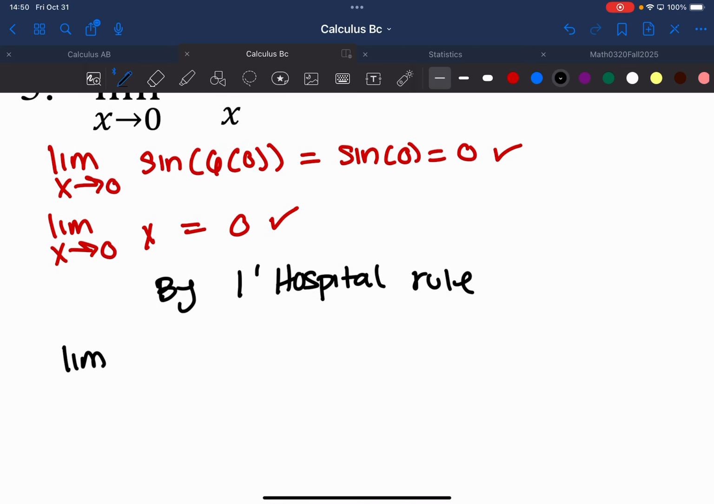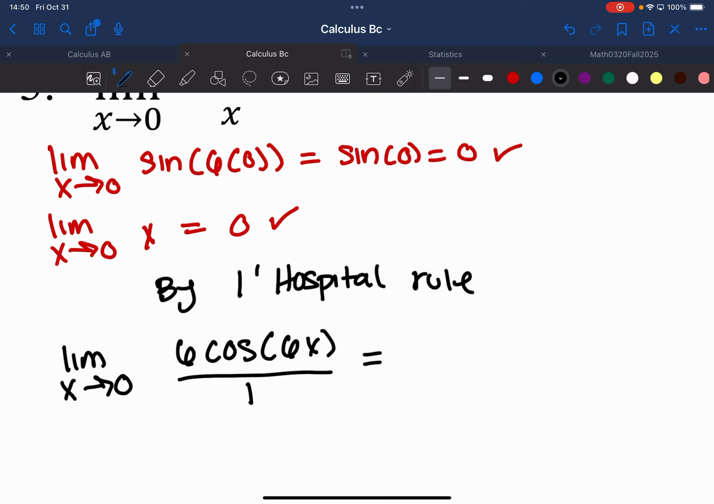Okay, so the limit as x approaches 0. And then what's the derivative of sine of 6x? 6 cosine of 6x because of the chain rule. You have to take the derivative of sine, and then you have to take the derivative of 6x in the parentheses. Over, what's the derivative of x? 1. So now let's plug in 0 and see what we get. So 6 cosine of 0 is equal to 6, because what's cosine of 0? 1.